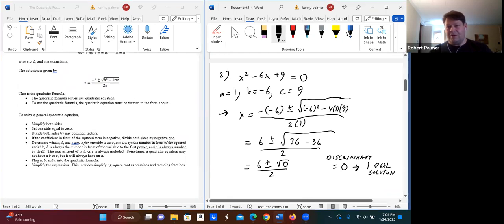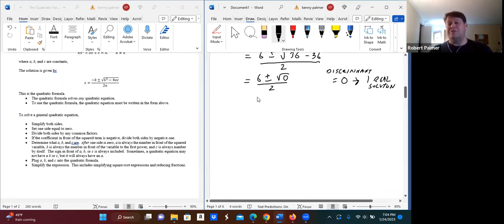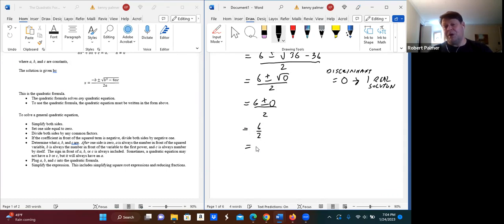So let's go back, finish this one off. Of course, the square root of 0 is 0. So 6 plus or minus 0. And 0 isn't plus or minus, it doesn't have a sign. And so this just becomes 6 over 2, which becomes 3. So once again, this is our only solution. Sometimes we see it called a repeated root. Okay, this is our only solution. Now, that's kind of rare, but that does happen sometimes.